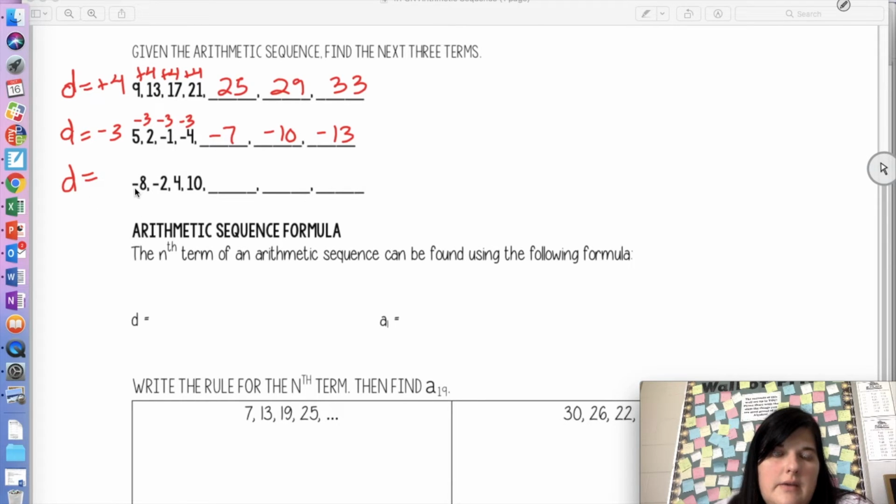Then down here, we've got negative 8 up to negative 2, so that's adding 6. Negative 2 to 4 is adding 6, and 4 to 10 is adding 6.